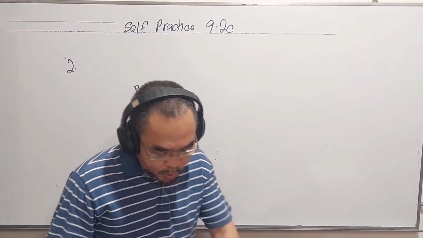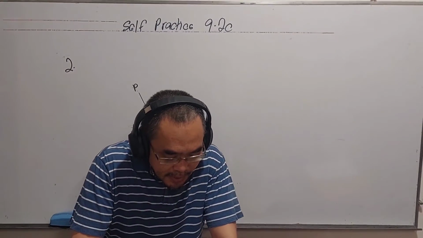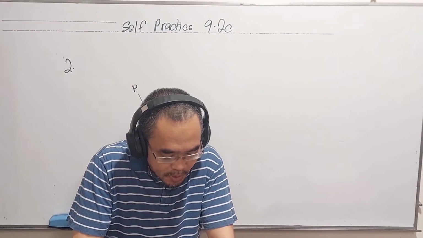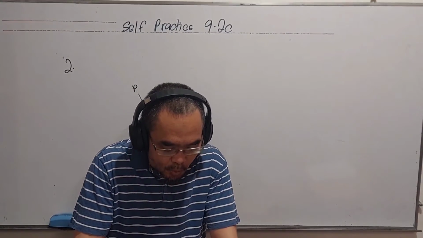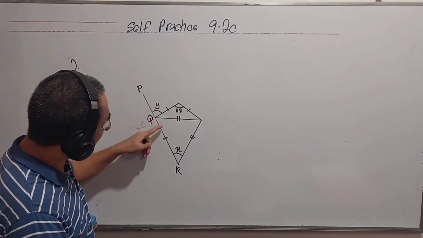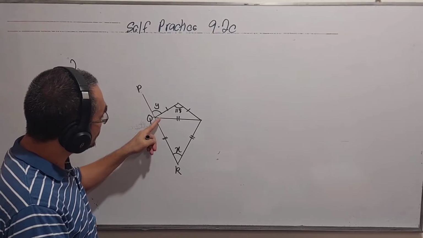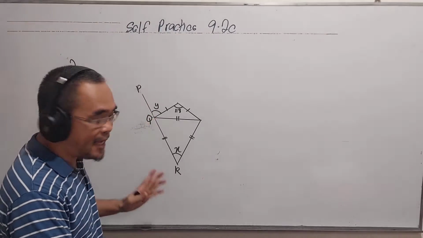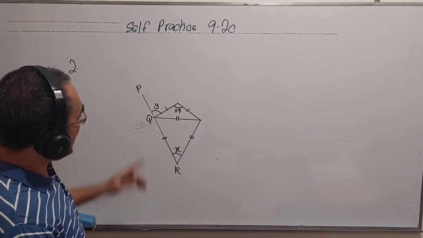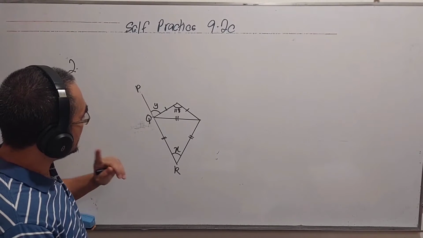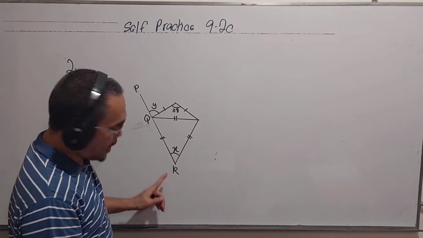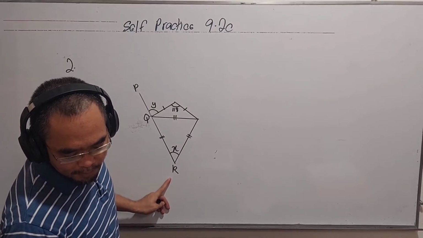Okay, let's continue with question number 2. In the diagram, PQR is a straight line. Calculate the values of x and y. PQR is a straight line, so the whole angle at Q on the right side will be 180. So we have y and, QR is not labeled.